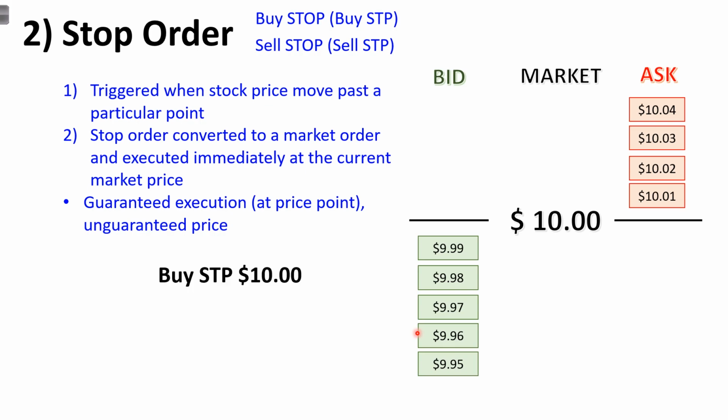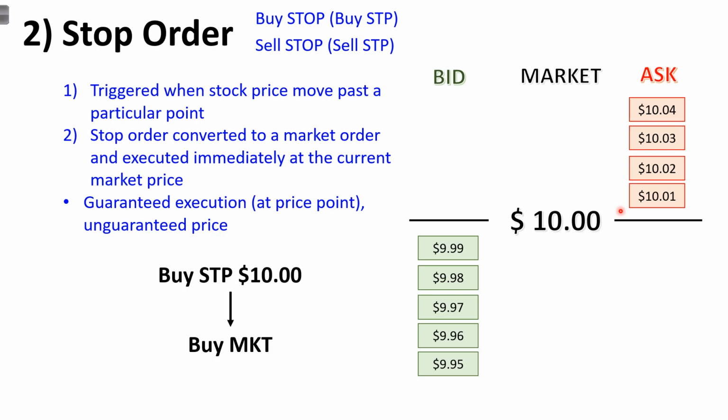For example, if I want to buy at $10, I'll set a buy stop at $10. And when the market price reaches $10, which is right now, my buy stop will be converted to a buy market. And once again, I'll be buying at the lowest ask price available, which is $10.01. So you can see that it still does not solve the flaw of a market order. But the stop order allows me to wait on the sideline for prices to reach a specific level before entering.